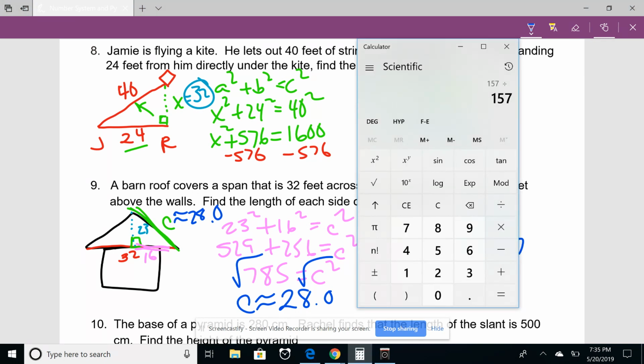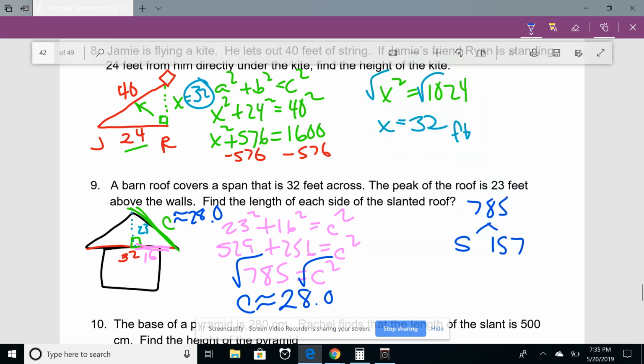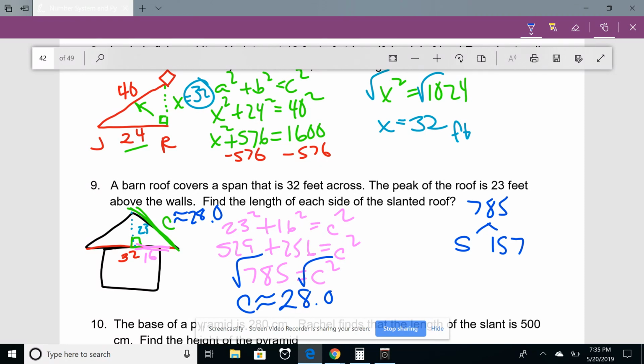Can I divide that by 7? No. 157 divided by 3? 157 divided by, not 11, I'll try it, might as well. No. 157 divided by 13? No. 157 divided by 17? I don't think you can simplify this any further. So since you can't simplify it any further, your answer is the square root of 785, or about 28.0.